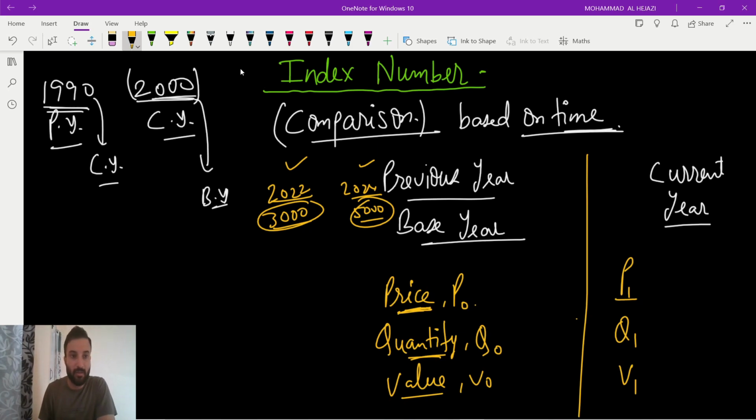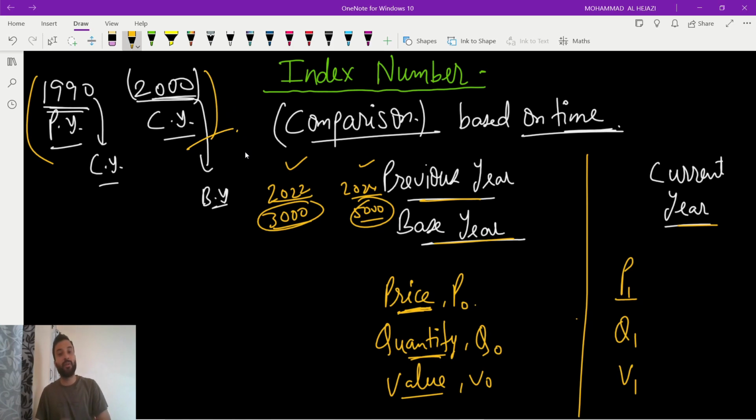So now we'll write a few things. First write the chapter name, index number, and after that write this much. Previous year is also the base year, and next is the current year. Price for the previous year is P naught, price for the current year is P1, quantity for the base year is Q naught, quantity for the current year is Q1, value for the base year is V naught, value for the current year is V1. Write this much.